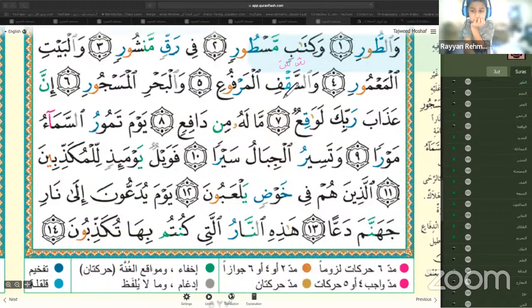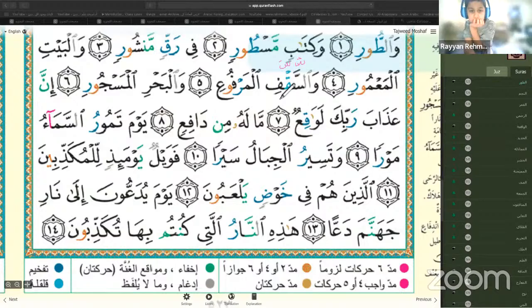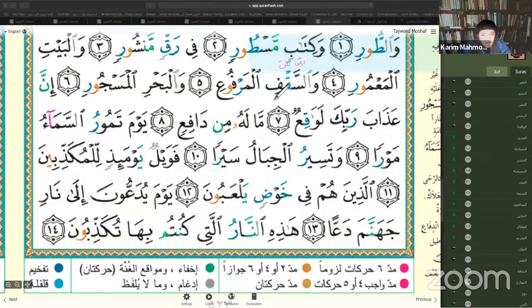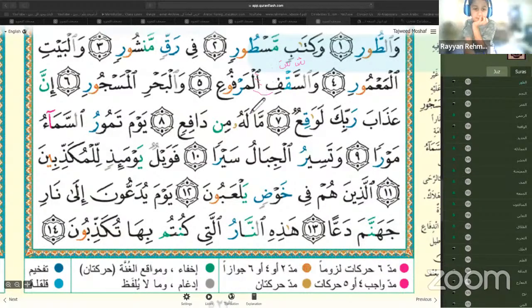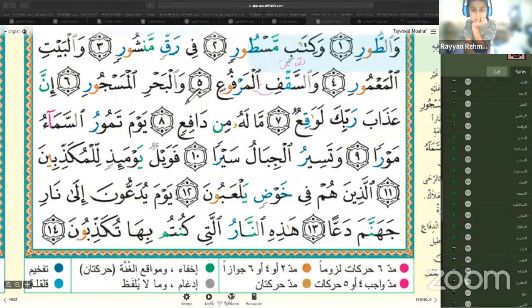Wasaqa fi. I need it together. Fil. You've got to skip this alif. No, not marfu'i. When we stop at the end of the ayah, we don't say the vowel at the end. So we say wasaqu fil marfu'. Marfu'. Next.